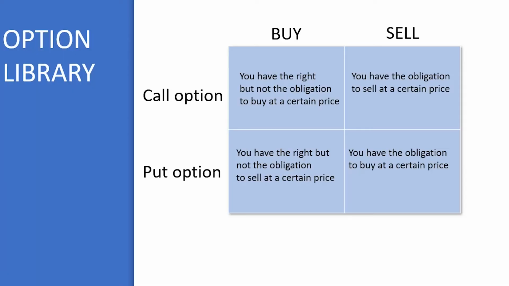But let's have a look at the basics. When we're talking about options, we can either buy an option or we can sell an option. And there are two different sorts of options on this basic level. That is a call option and a put option.